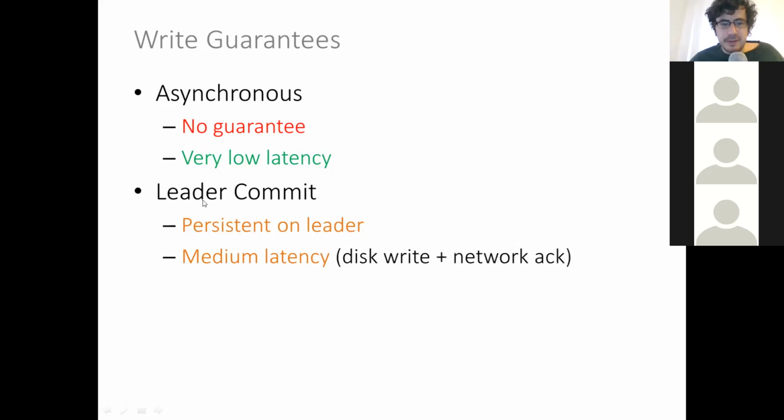Okay, then we have this intermediate option of leader commit. We at least wait for the leader to acknowledge the change. So we know that the write has been made at least persistent on the leader. But it has this medium latency, right? So we have to wait for the leader to write to the disk and to be able to acknowledge that it has made that change persistent. This is not an ideal guarantee either, because the leader could fail soon after doing this commit.